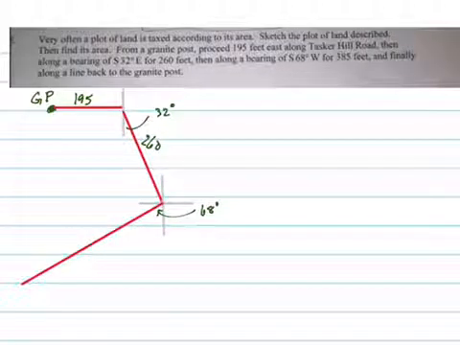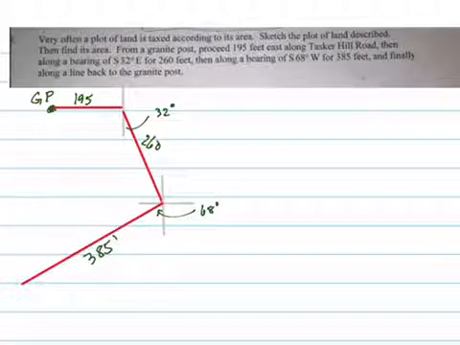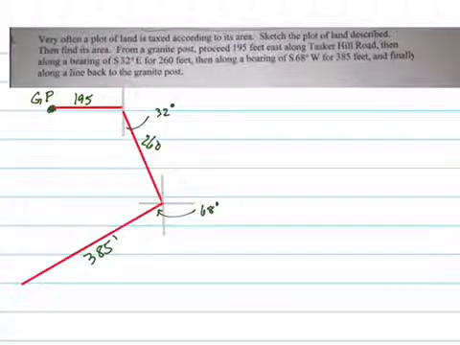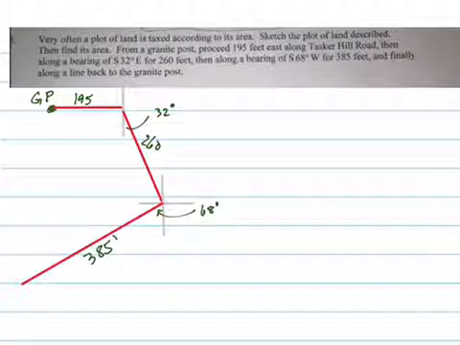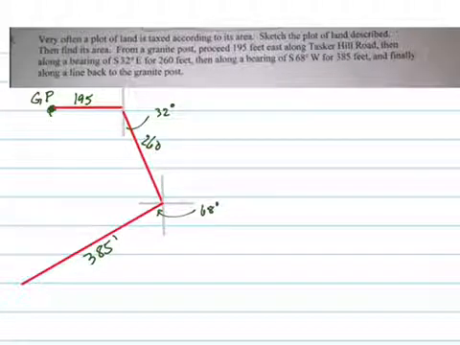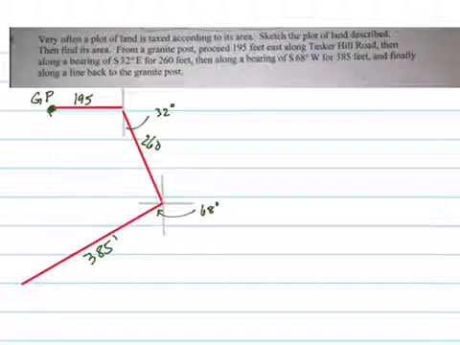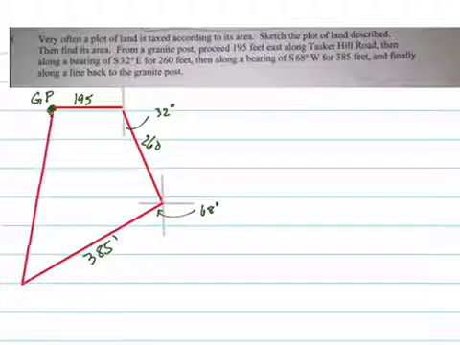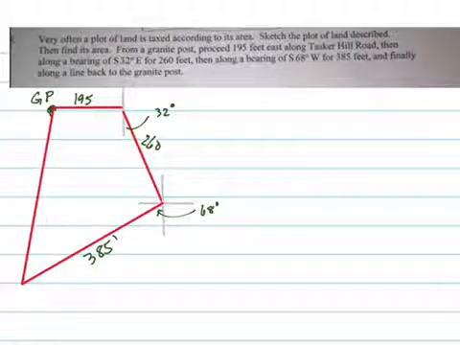And the question is, how far did that go? Because this was 385 feet. Just based upon my picture, I think it probably is past this line right here. So I'm going to assume that, but we'll find out when we do all of our calculations in a second. And finally, it says along a line back to the granite post. So now we're going to go back to there, but it's hard to tell what exactly that is.